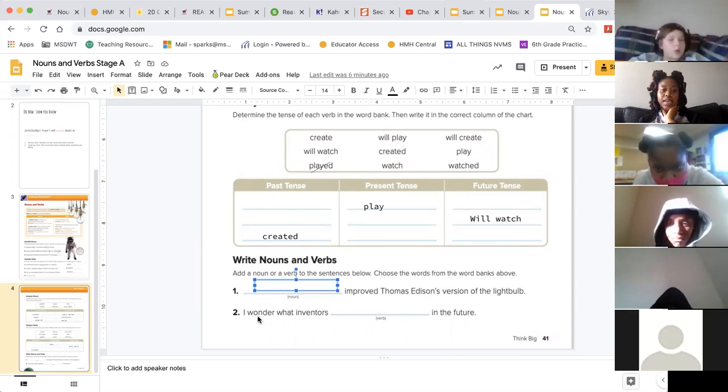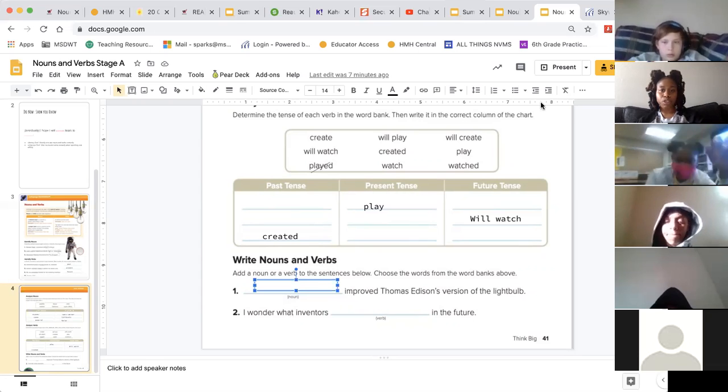And then the next one says, I wonder what inventors, we need a verb here, in the future. Future is our key word. So that means we need to pick a verb that's in future tense. What will go in this blank here? I wonder what inventors, good Aaliyah, will create in the future.